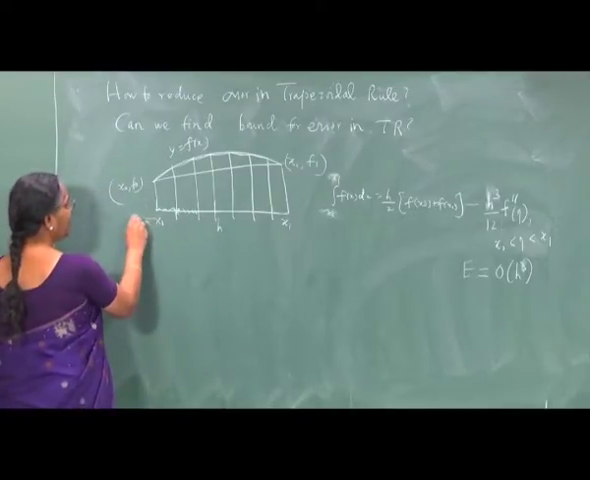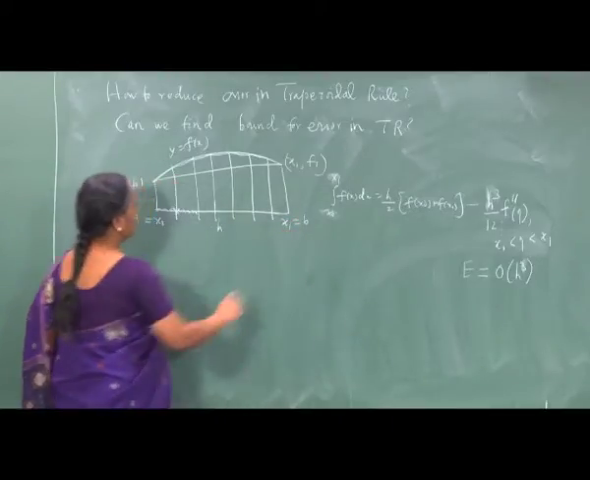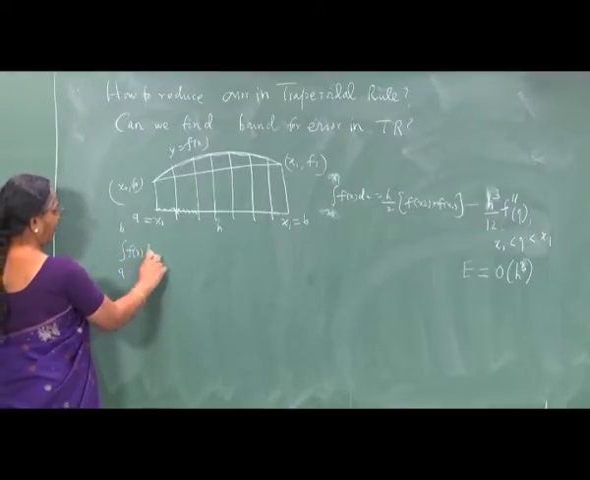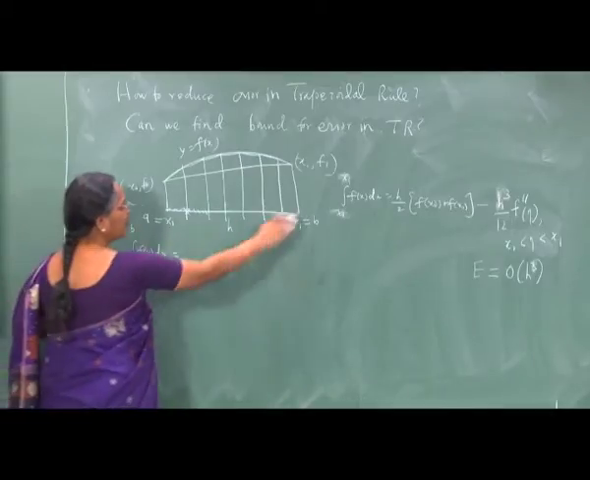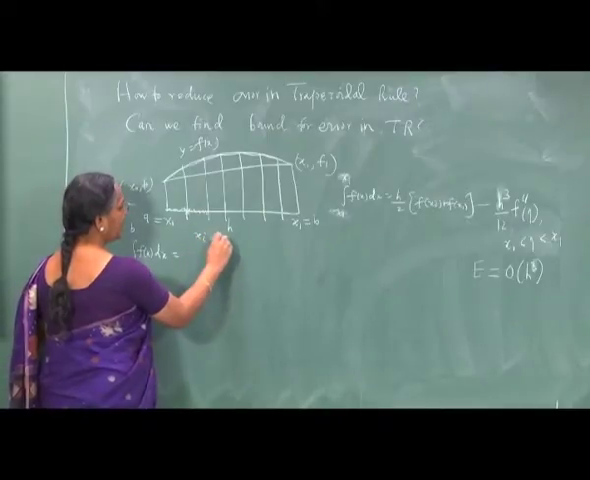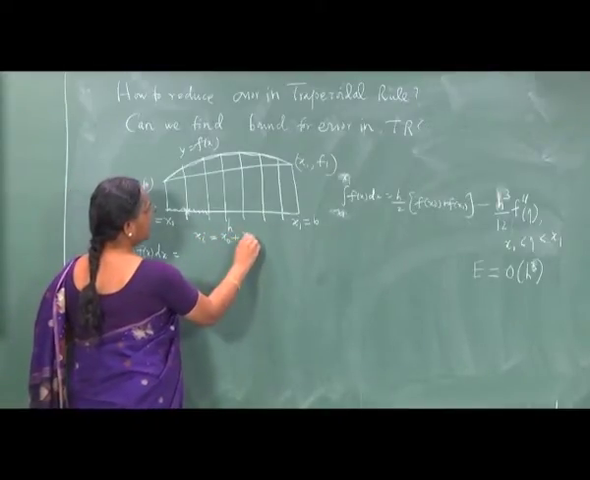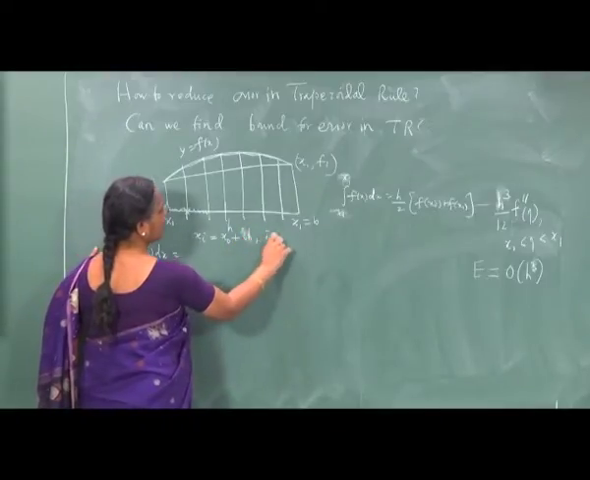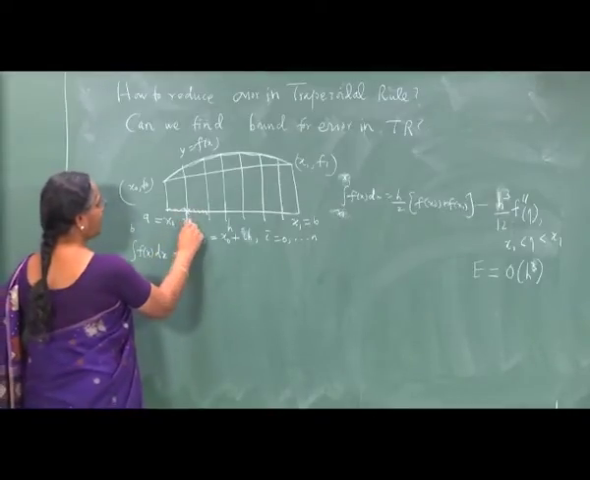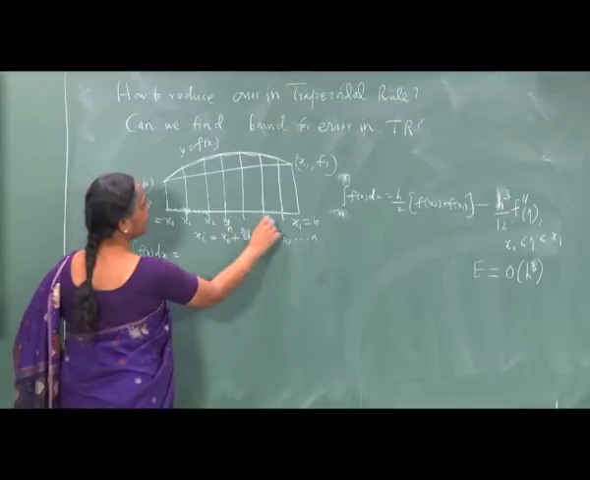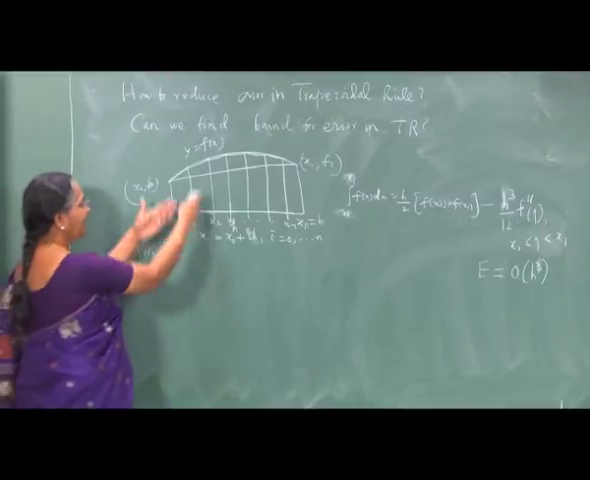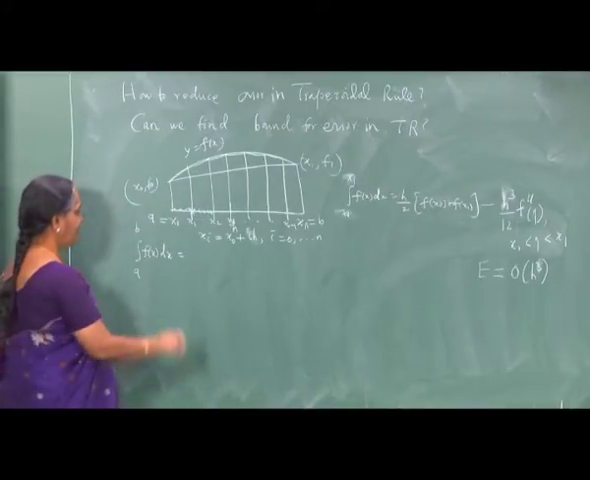So, I shall use the notation that I am interested in evaluating integral a to b f of x dx, and I do it by dividing the interval a to b by means of equally spaced points xi, which are given by x naught plus i h for i equal to 0, 1, 2, 3 up to n. So, that my points are x naught, x 1, x 2, x 3 and so on, x n minus 1, and b will be x n, and apply trapezoidal rule in each of these subintervals.